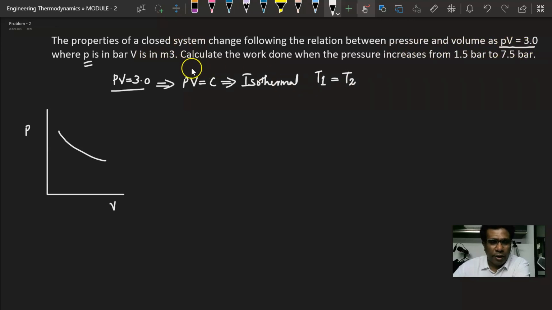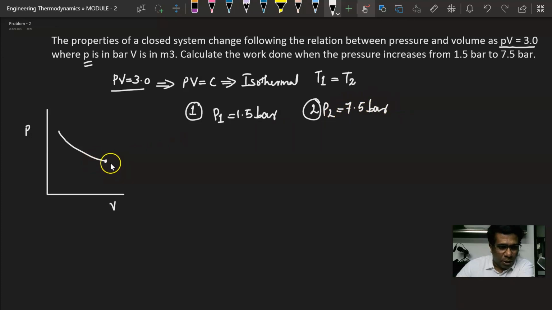Okay, and if you read the question, it can be understood that the process takes place according to PV equal to 3.0, and we need to calculate the work done when the pressure increases from 1.5 bar to 7.5 bar. So we can clearly understand that the initial pressure P1 is equal to 1.5 bar and the final pressure P2 is equal to 7.5 bar. Therefore, point 1 will be the lower pressure, the 1.5 bar case, and the process will happen until point 2, which will be the 7.5 bar.